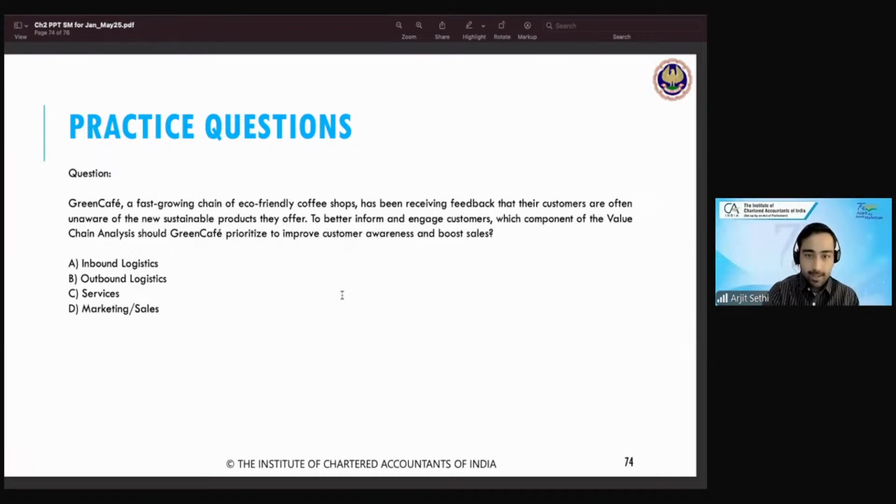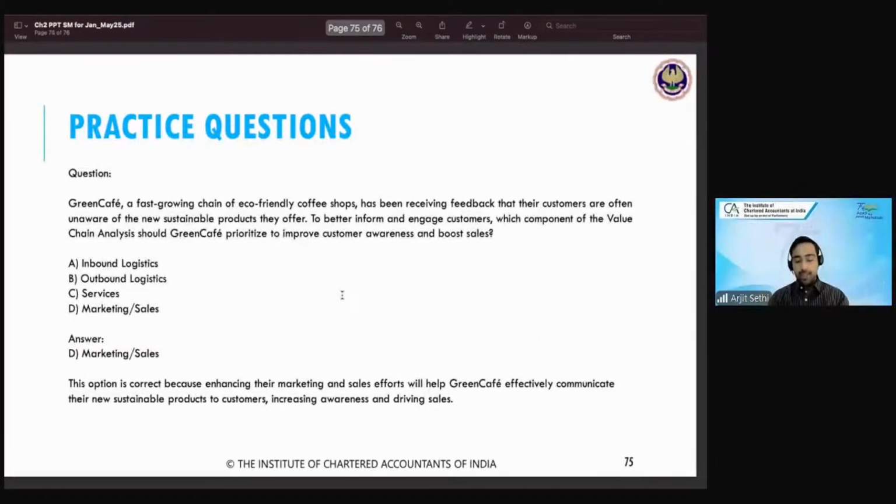The correct answer for this question is option D, marketing and sales. Because enhancing the marketing and sales efforts will help effectively communicate their new sustainable products to the consumers, increasing awareness and driving sales. Marketing and sales. Option D, my friend. Most of you gave D, but some of you gave C as well. So that's okay.